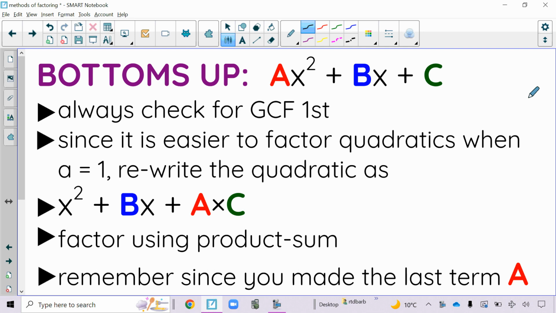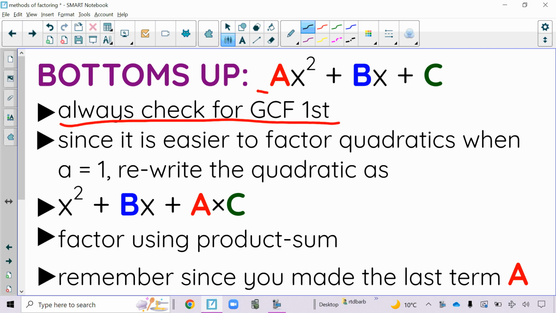So as with every method that we do, you always check for your GCF first. So once we've done that and taken care of it, we're ready to go. Now, I find it a lot easier to factor when there's no number in front of x squared. So bottoms up takes advantage of that.